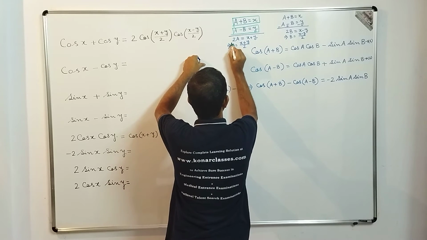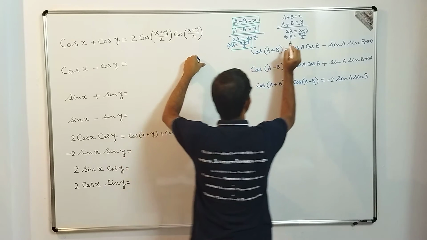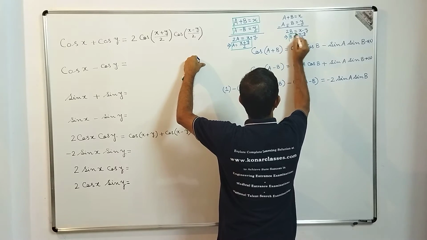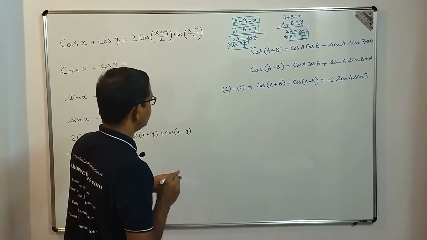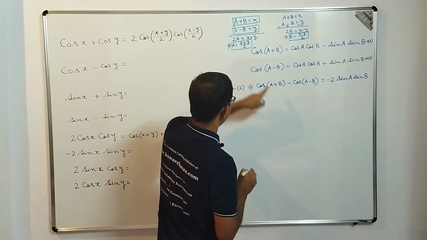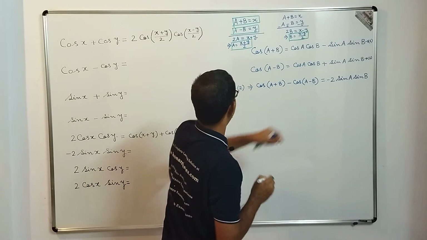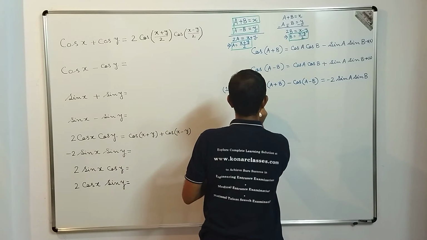So we get a is equal to (x plus y) by 2. We get b is equal to (x minus y) by 2. Now all we need to do is apply the value of a plus b as x and a minus b as y. So what we are going to get from here?